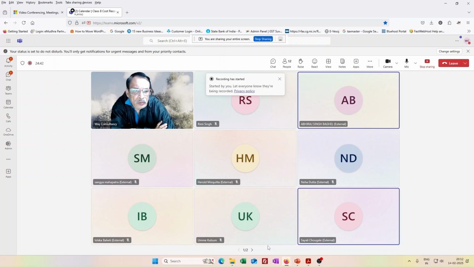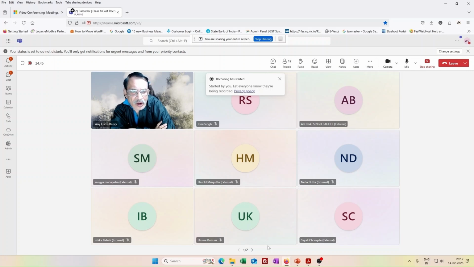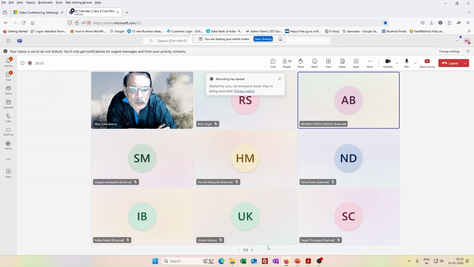Material cost. Raw material processing cost. Raw material cost is a material cost. Raw material processing cost, that is a process cost. Raw material is material, and raw material processing cost is something different. Abhiraj, what is material cost? Yes, sir.